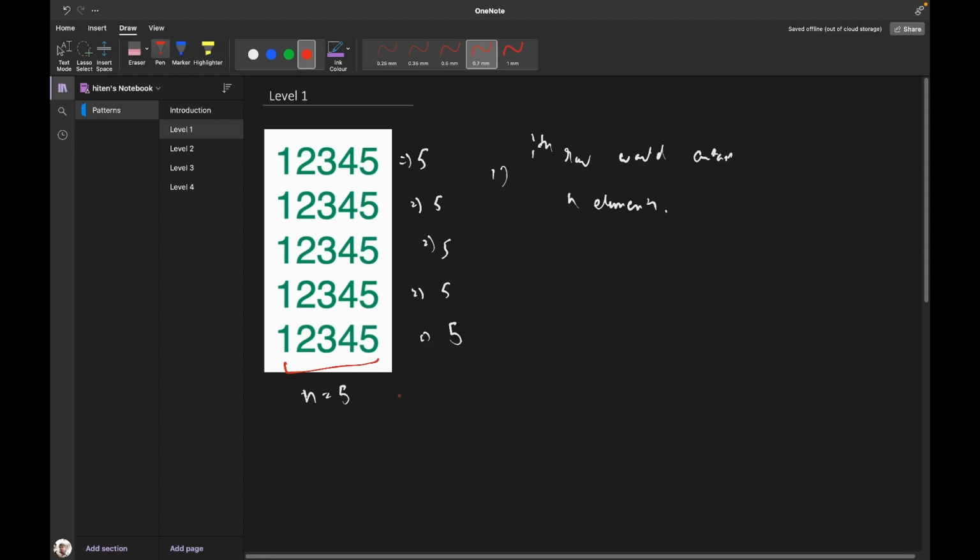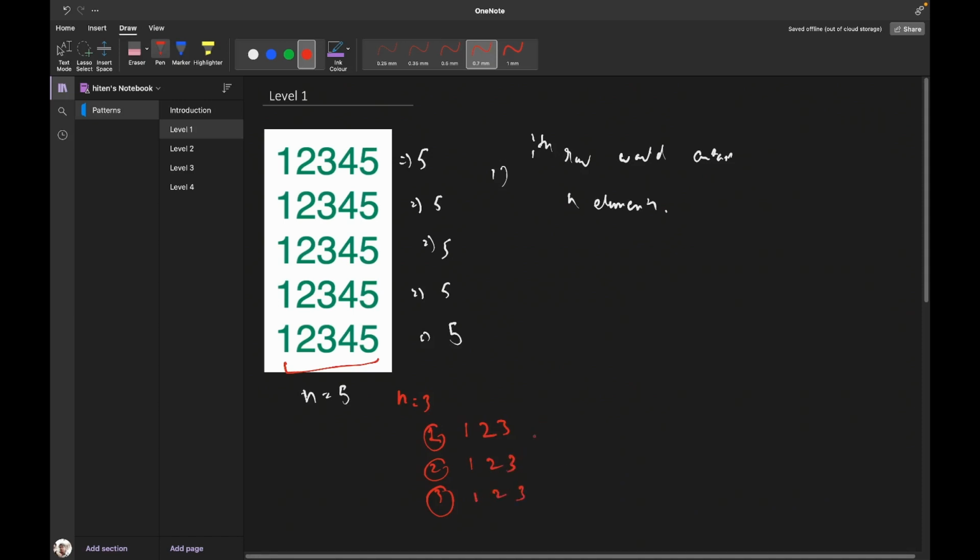If I take n equals 3, we would have 3 rows: the first row, second row, and third row. In each row we'll have 3 elements, a sequence of 3 elements, with the first element being 1, followed by 2, and then 3. Then in the second row we'll have 1 2 3, and in the third row as well we'll have 1 2 3.